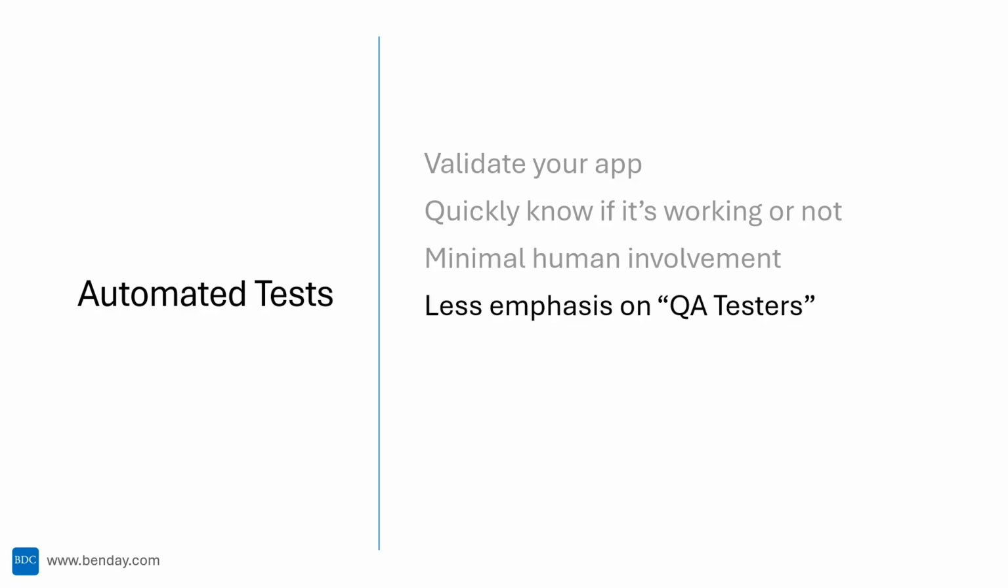Which is to say that on the teams that I work with, I like to see much less emphasis on QA testers or manual testers. And when I say less emphasis, I don't mean fire your testers. I mean that you should put way less emphasis on your human testers for the purposes of just finding out if the app is working. The more that you can automate your test suite, the more time that your human testers will have in order to do more interesting and important things like exploratory testing.